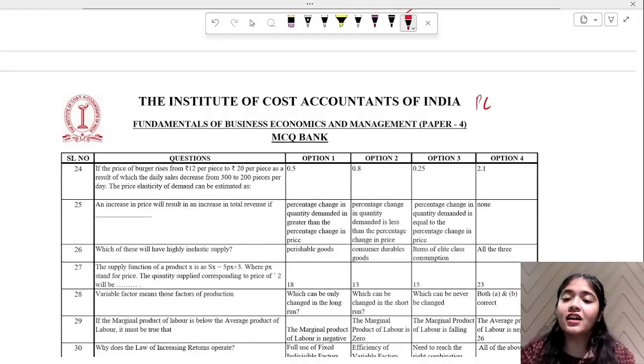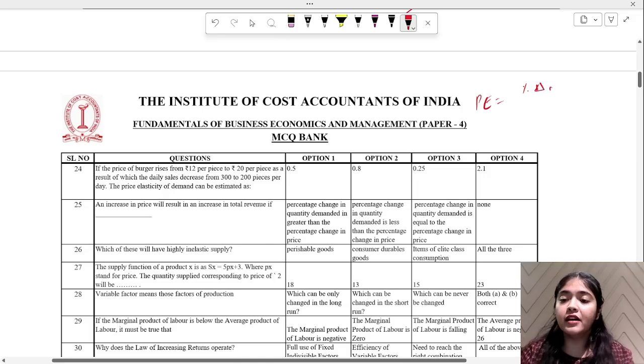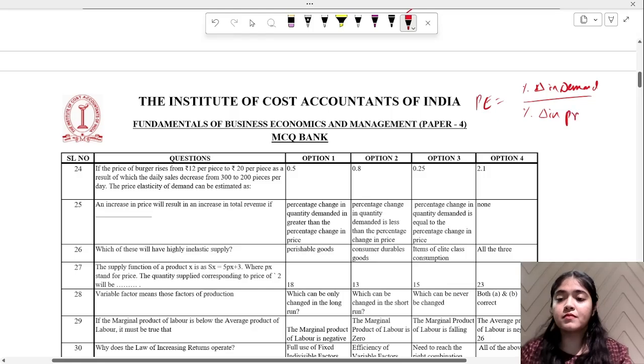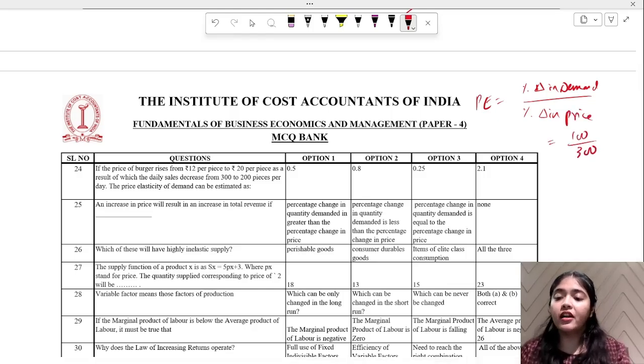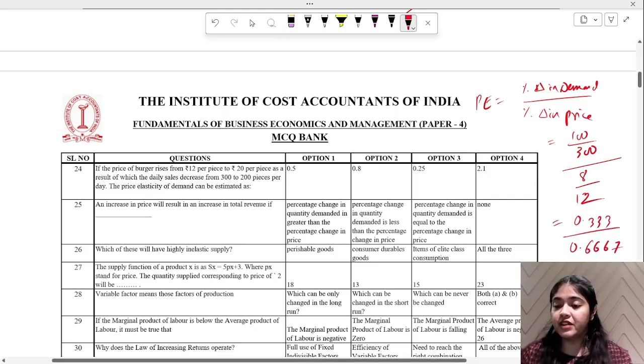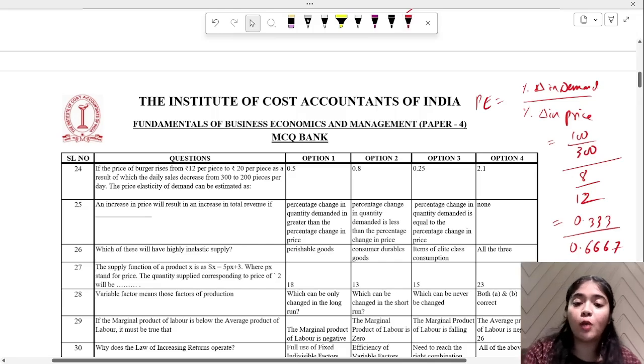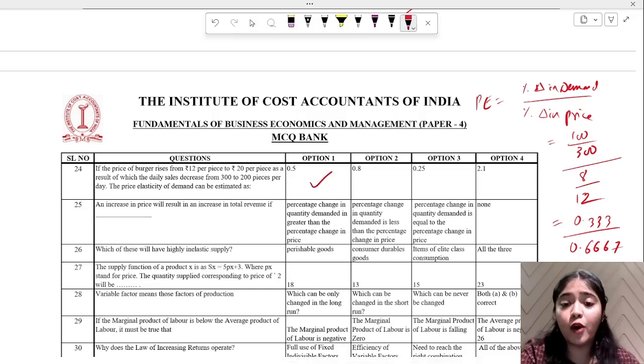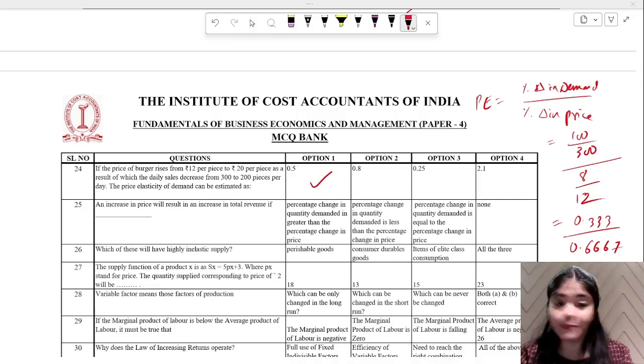So price elasticity will be calculated as percentage change in demand upon percentage change in price. That is 100 upon 300 divided by 8 rupees change, and the original price was 12. 100 was the quantity change. It has decreased by 100 and earlier it was 300. So it goes around 0.33, and this will be 0.66667. So that will result into 0.5. So option number 1 is correct over here, 0.5. I hope you all have also got the same answer for this one, right?